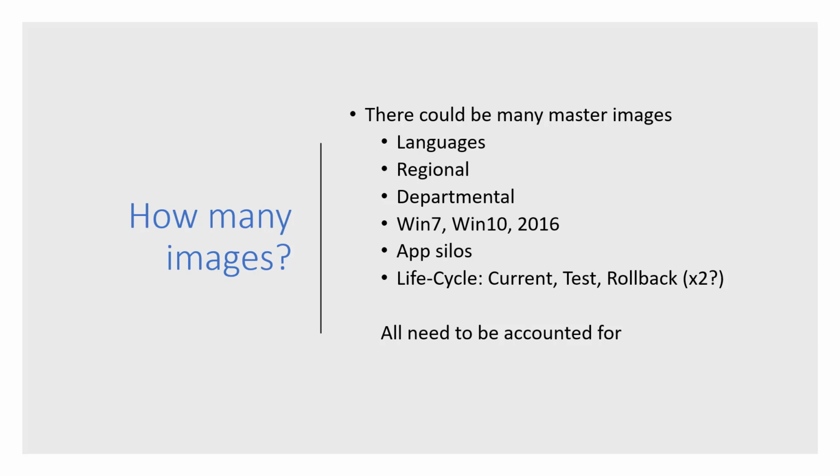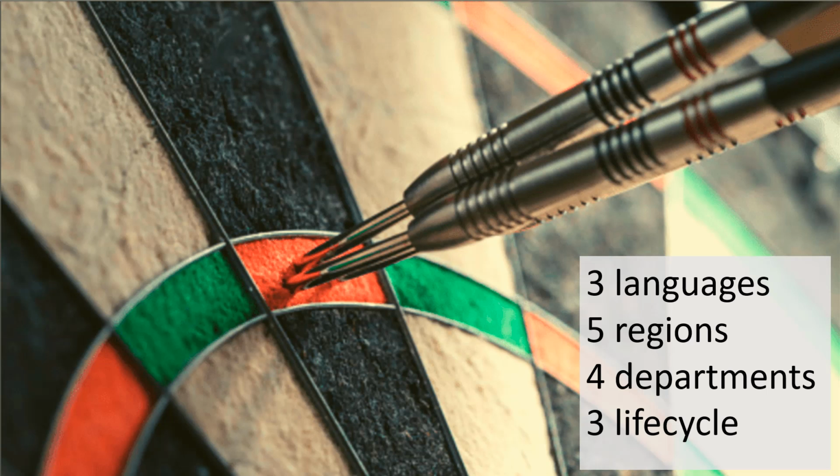All right. So how many images do you want? Well, everybody always says one. Well, there could be many master images: languages, regions, departmentals, OS, application silos, life cycles. All of these need to be accounted for. And if we only take 3 languages, 5 regions, 4 departments, and 3 life cycles, well, it's no coincidence I've got a photo of a dartboard there, because that's 180 different master images. Now, you might not consider them different master images, right? If it's just the same image replicated to different regions. But it's still something that you've got to do, you've got to manage, you've got to think about in terms of those master images.